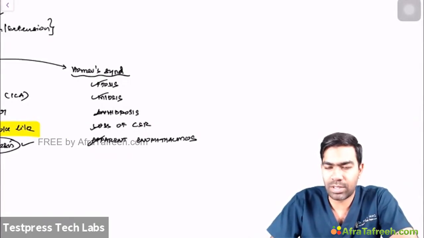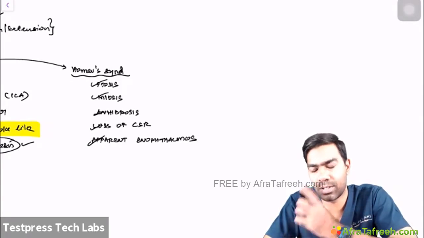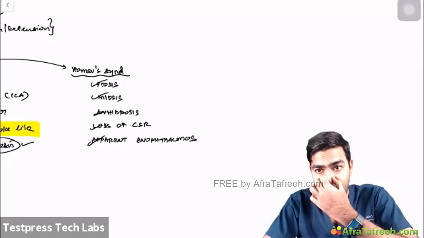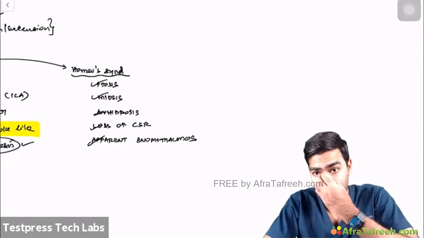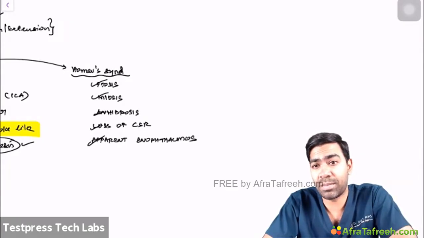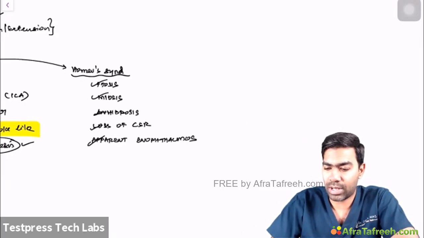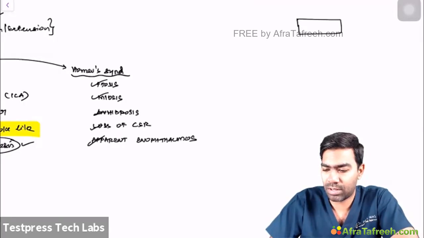So to start with, where does the autonomic flow start from? Which place? In the brain. Don't tell brain. Of course, we know it's in the brain. So where does it start? Yes, hypothalamus. Hypothalamus is the place where it starts basically. So I can write hypothalamus here.